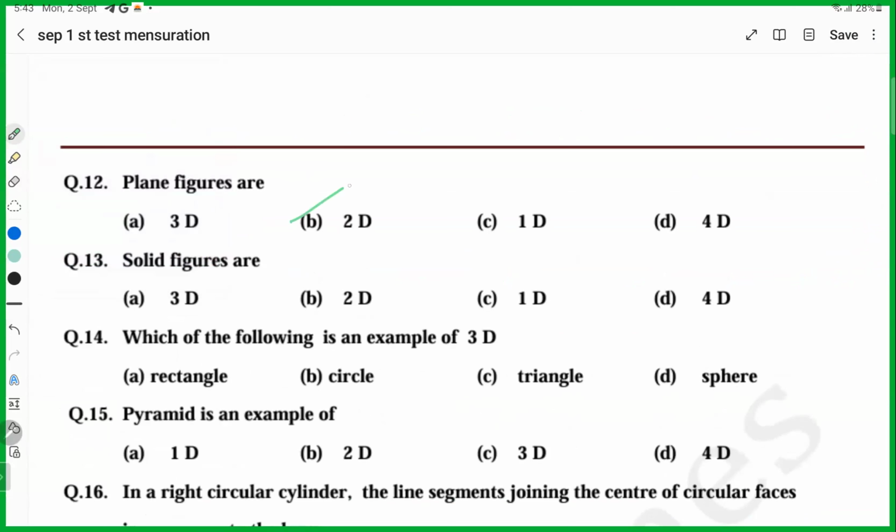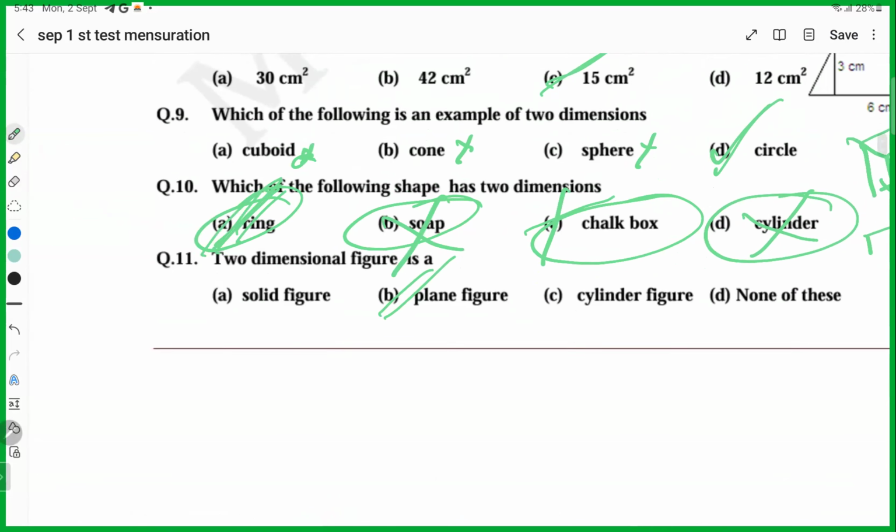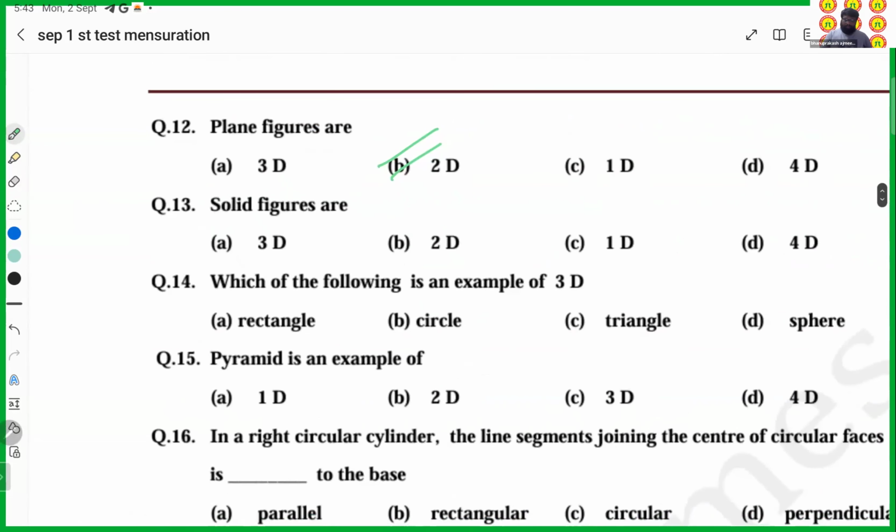Sir, the 10th option is C. No, not B also. A. Okay, sir. Solid figures are 3D, sir. But sir, it was wrong, it was given as 2D. Oh, really? Yes, sir. Let me check this. Nobody was able to answer, sir. I saw the percentage; it was 0. Okay.